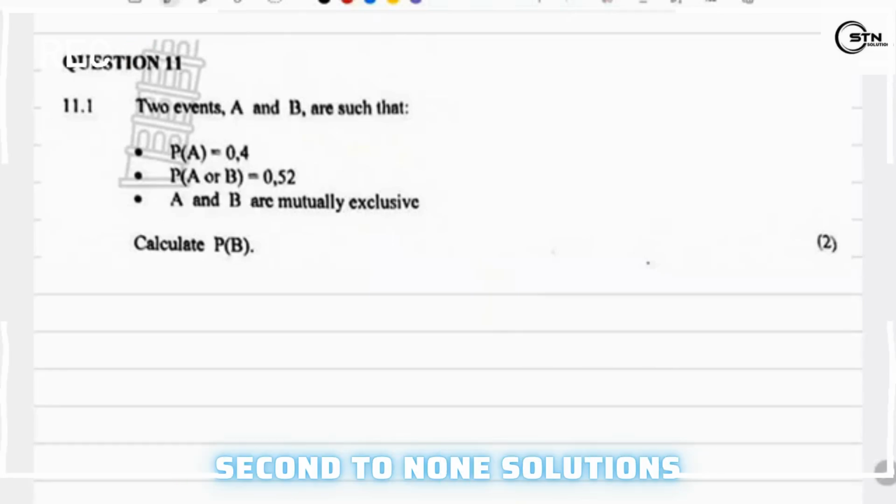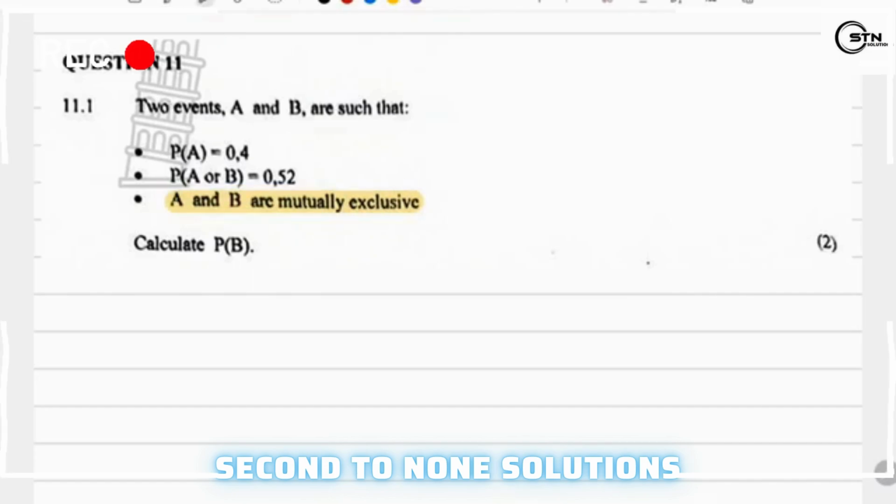Okay, so we're on question 11, and question 11.1 says two events A and B are such that the probability of A is equal to 0.4, probability of A or B is equal to 0.52, and A and B are mutually exclusive. And now we have to calculate the probability of B.